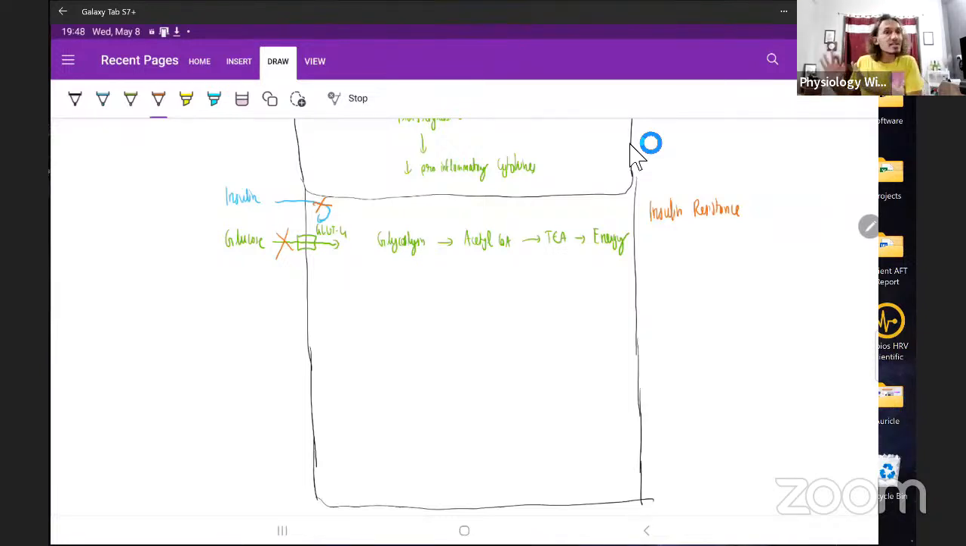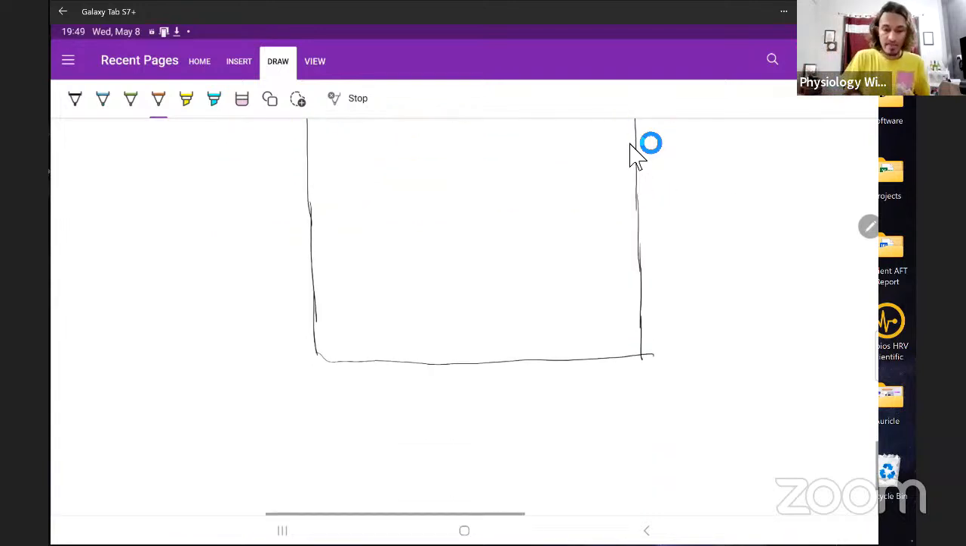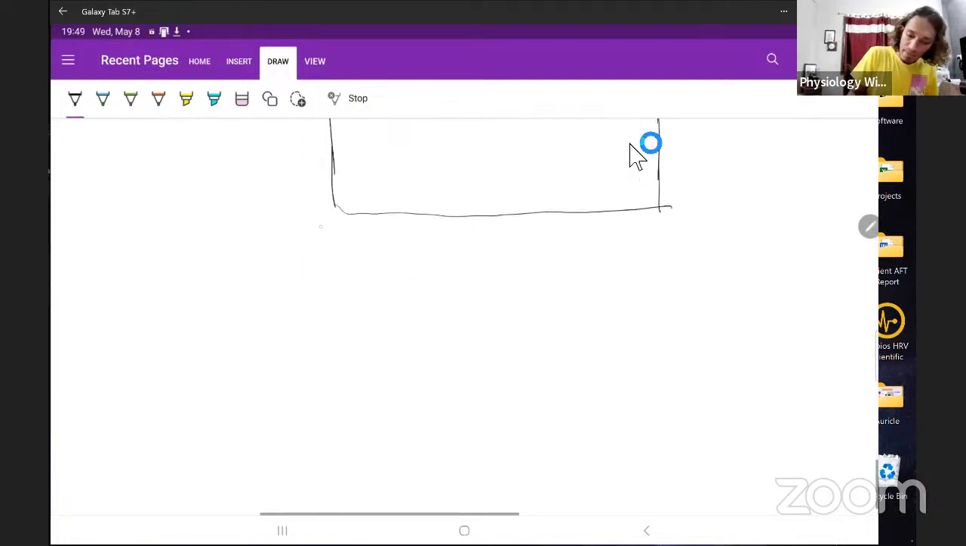So now we're not getting energy from glucose, which means we need some other source for energy. So if glucose is not available, the next best source is fat. We don't go for protein immediately. Okay, so what will happen to fat?